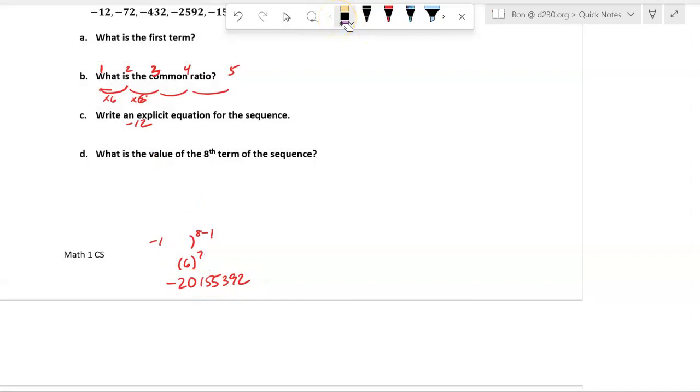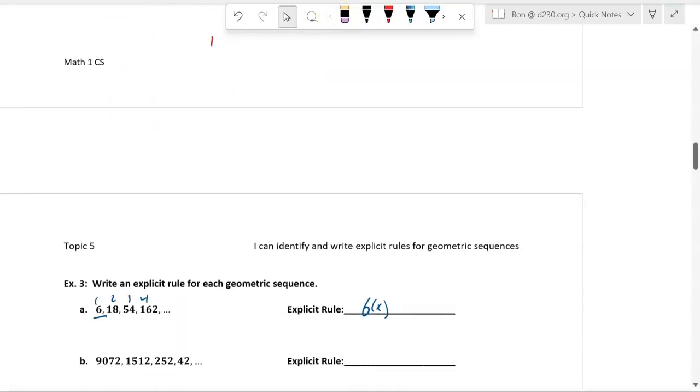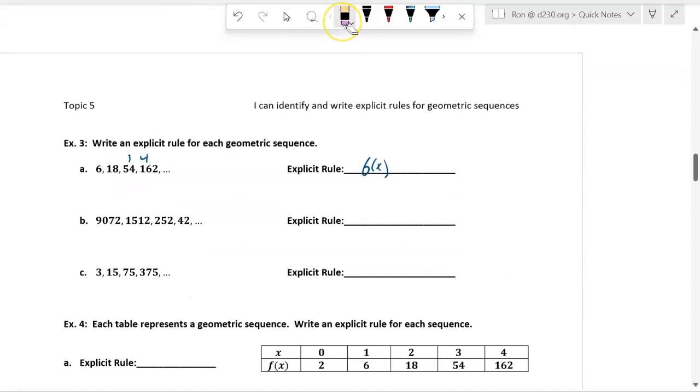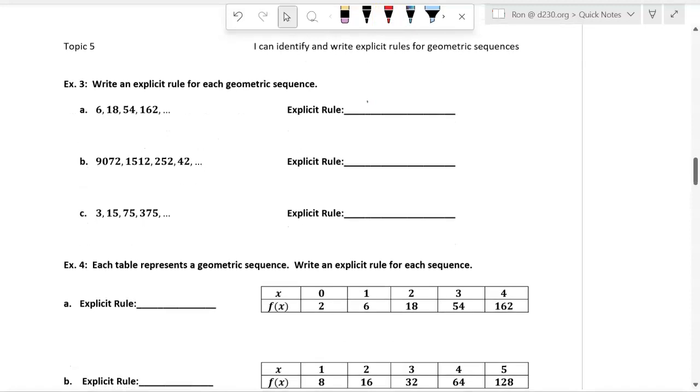Let's take a look here. To find this explicit rule of all of these sequences, I have to recognize right away that 6 times 3 would give me 18. 18 times 3 would be 54. 54 times 3 is 162. So my first term is 6. So f of x equals my first term. What's my common ratio? 3. And because I'm starting with the first term, I'm going to raise that to the x minus 1.